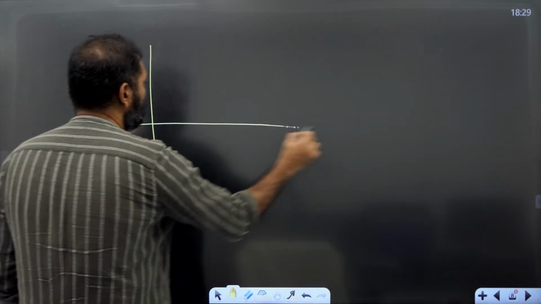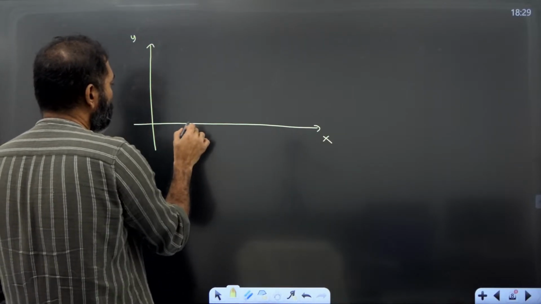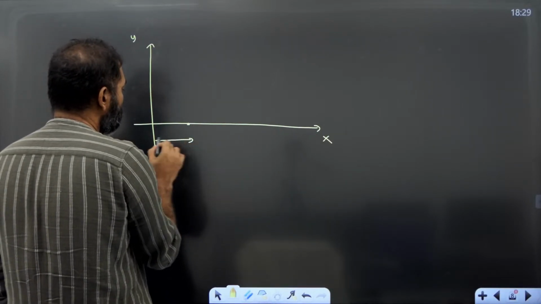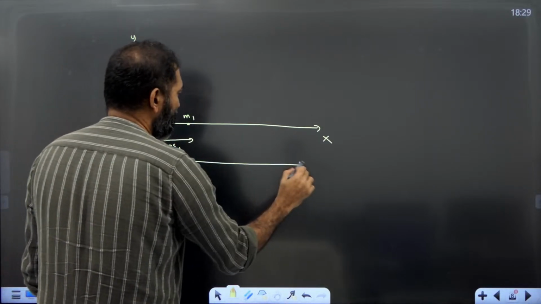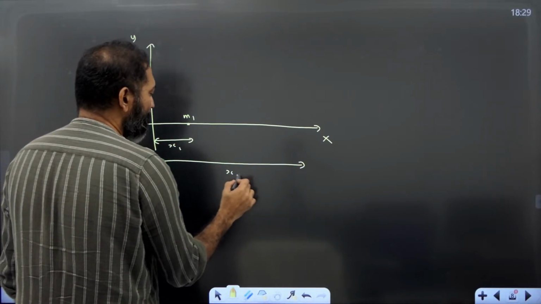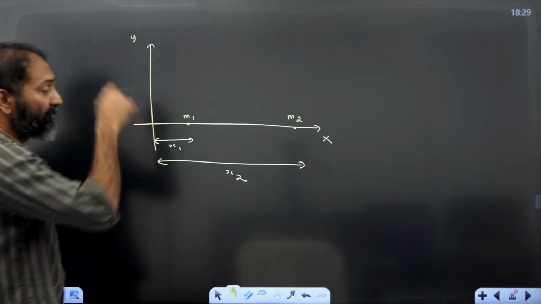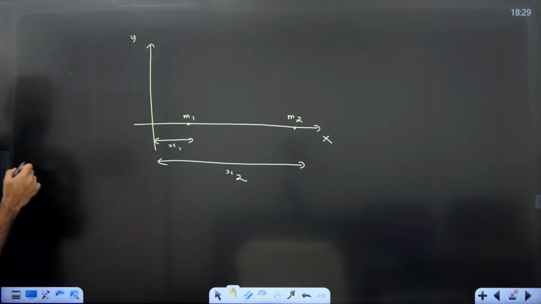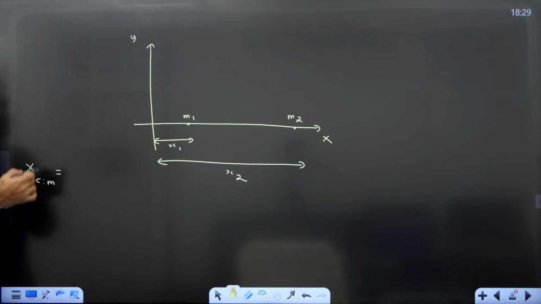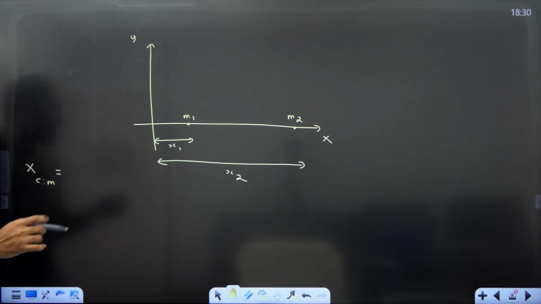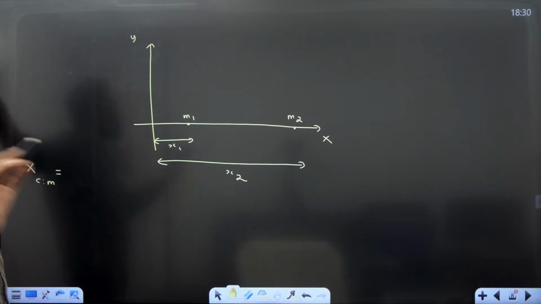X, Y. Along the x-axis at a distance x1 there is a mass m1. At a distance x2 there is a mass m2. What will be the center of mass of this system? I am writing x suffix m, which means the x coordinate of center of mass. Since it is in one dimension, there will be only an x coordinate.